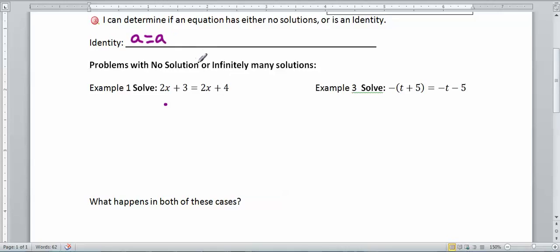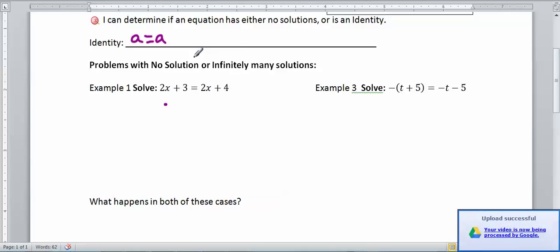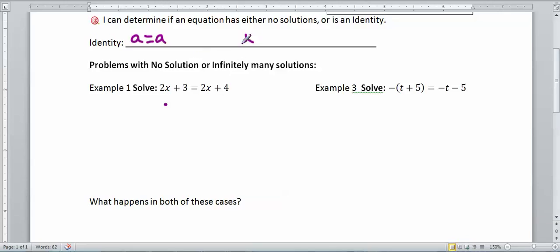Now, the identity in math is when something is equal to itself. That is what identity means. It's identifying that some things are always equal to themselves. 1 is equal to 1, 2 is equal to 2, etc. Or, for example, x is equal to x. And so in my example problem, I'm just going to solve it and see what happens.